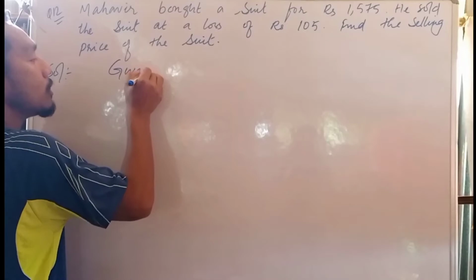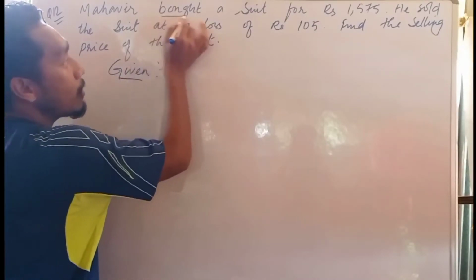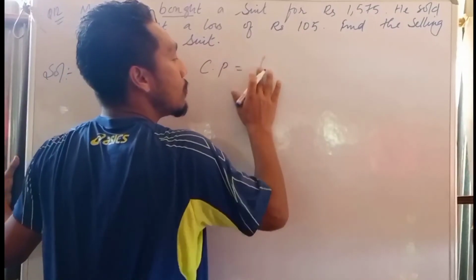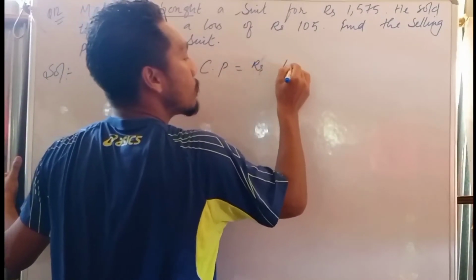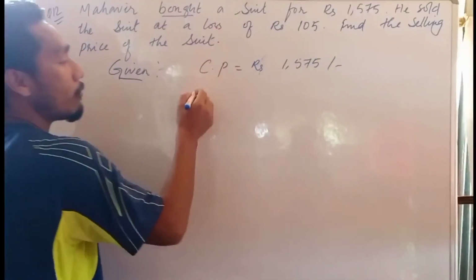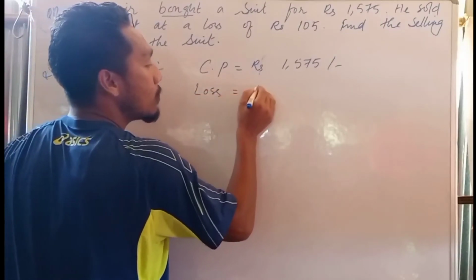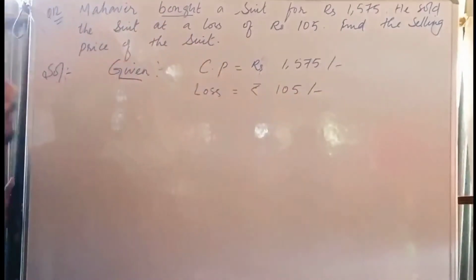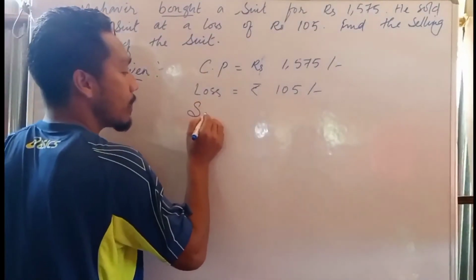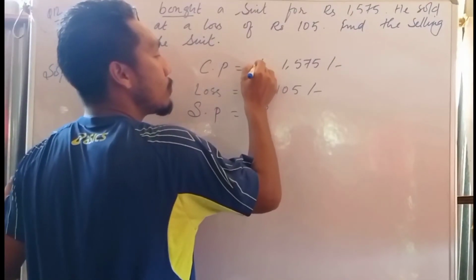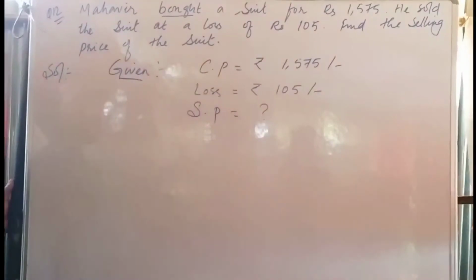Read the question nicely. Bought it means cost price. CP is given, that is 1575 rupees. Now a loss is given, that is 105. You are asked to find the SP, that is the selling price, for how much money he has sold it.